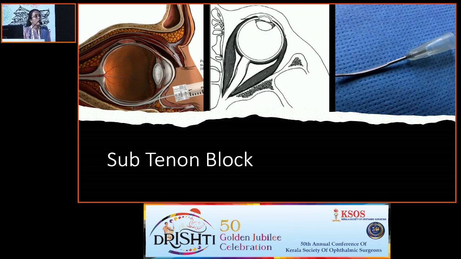Now, the subtenon block can be done with a needle technique as well as a blunt dissection technique. So let's resort to blunt dissection, because it can somewhat negate the complications associated with the needle technique. We make a nick in the subtenon capsule, and after blunt dissection, inject the anesthetic.